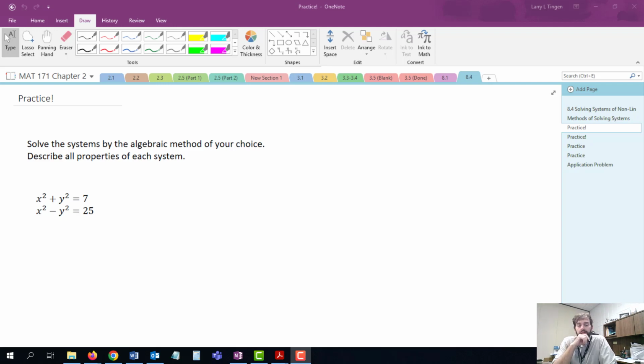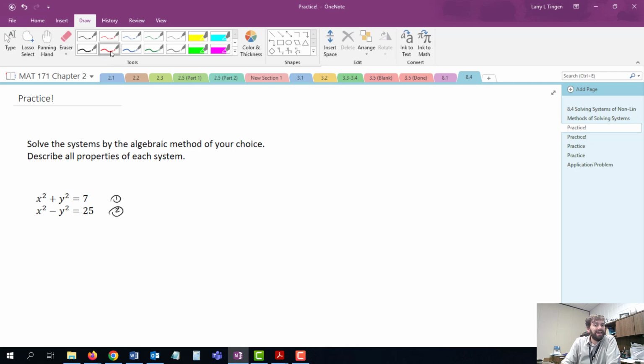So next I have the system x squared plus y squared is 7, and x squared minus y squared is 25. Now, remember, we can use the same processes and the same methods from the linear system. So I've got equation 1 and equation 2. And look right here. The y squares are already matching, and they have the opposite sign.